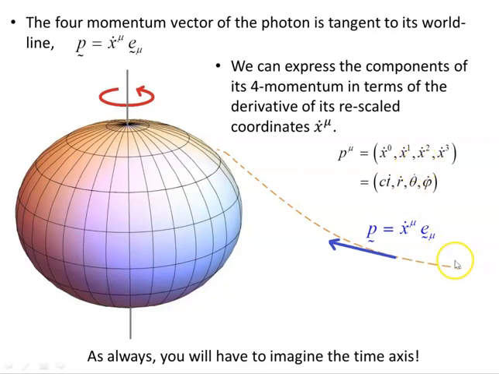And the point here too, as in the previous videos, is that at every point on the world line of this photon, the four-momentum vector is tangent to the world line of the particle. And that's visually depicted here. Obviously I can't show the time axis, so you'll have to imagine that.